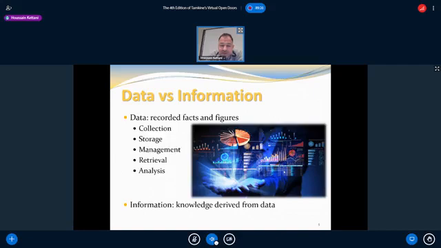And then information is knowledge derived from data. And then information affects decision making. So if the data is there, we get information to make decisions, like to improve the quality of service and the quality of living conditions of the citizens. So an information system is a collection of hardware, software, and data.